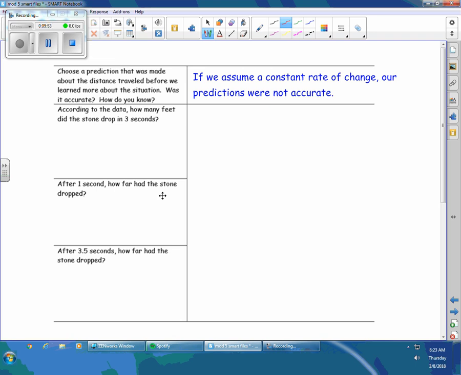We already talked about that, didn't we? So we're going to just add the answer here: 144 feet in 3 seconds. And after 1 second, the stone had only dropped 16 feet.